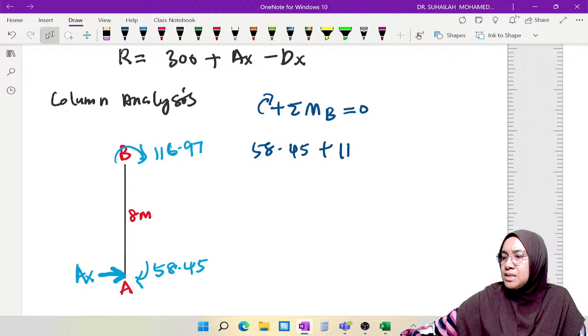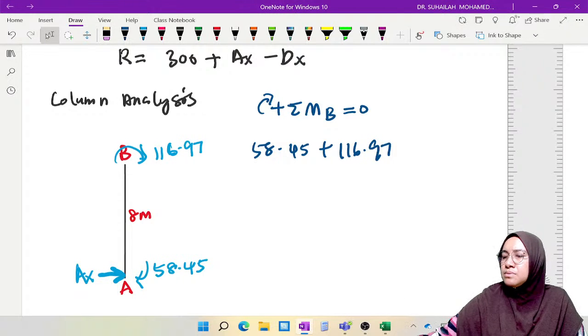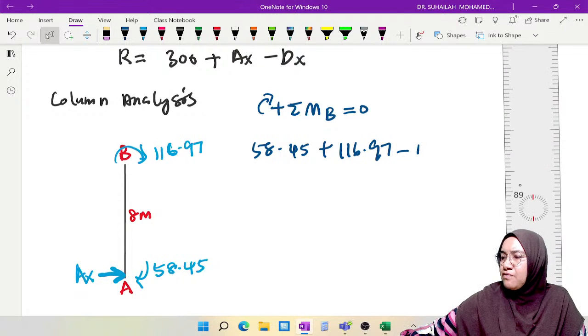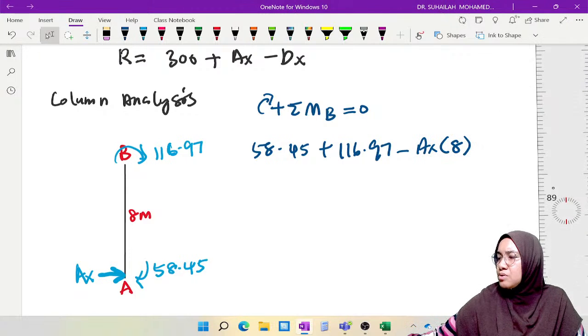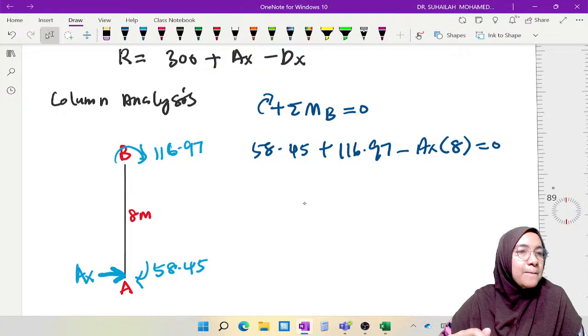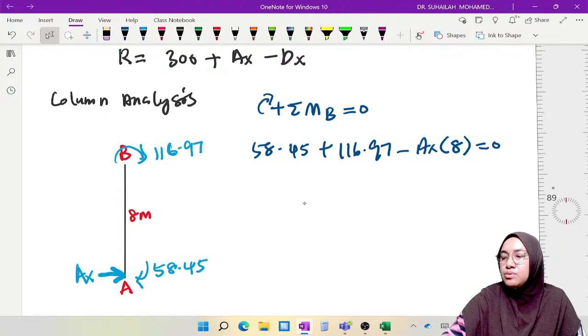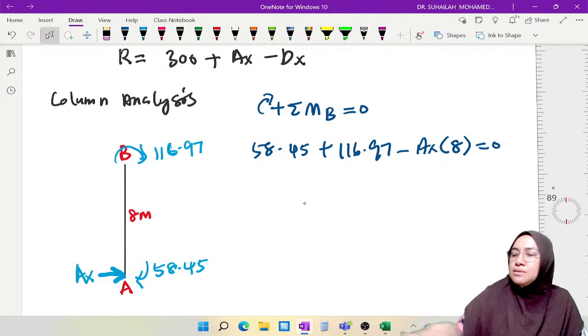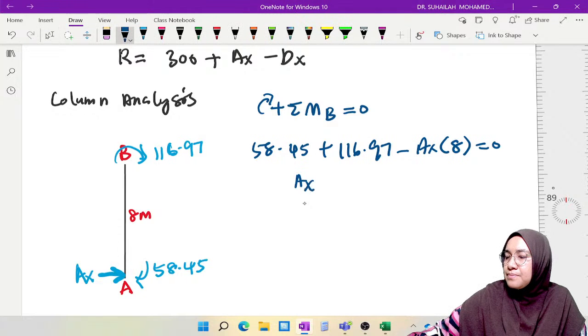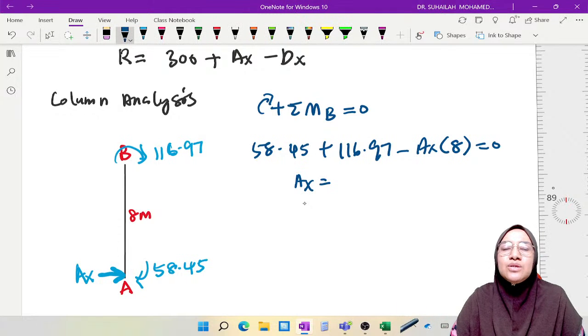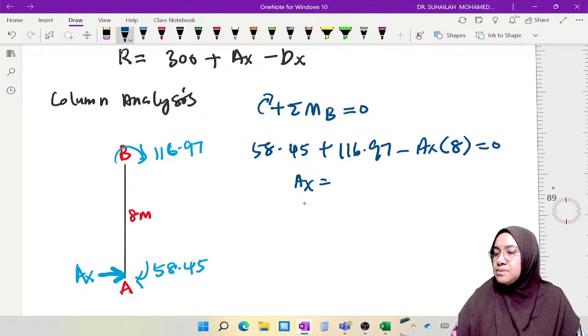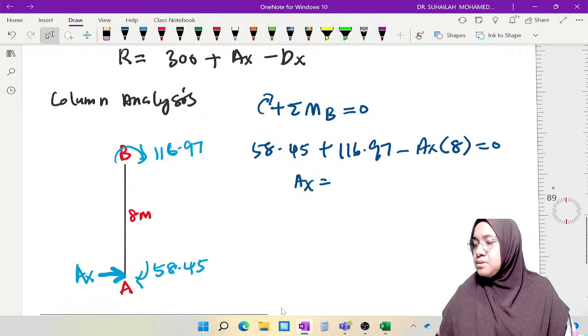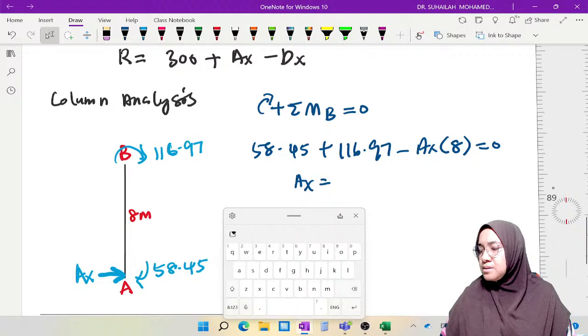So we have 58.45 plus 116.97, AX tu negative, AX times 8, and this is equal to 0. Then solve this. By solving this we get AX. Dapat apa AX ni? Tengok sini kejap.